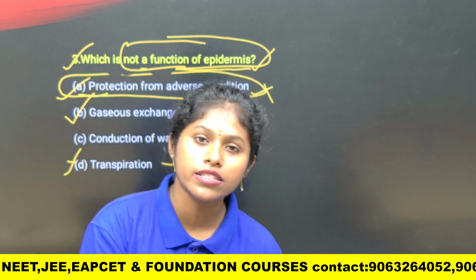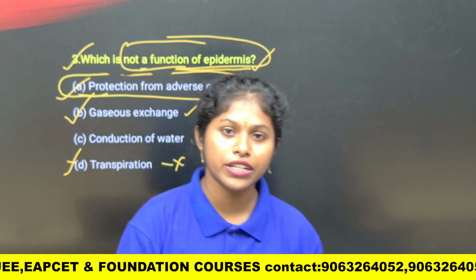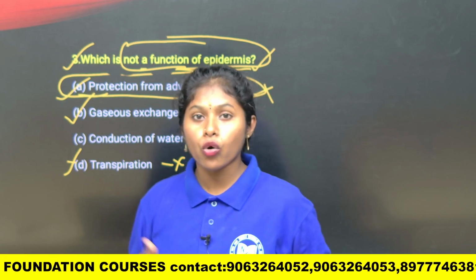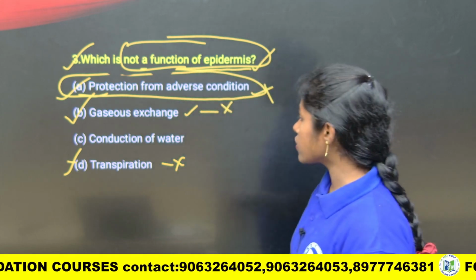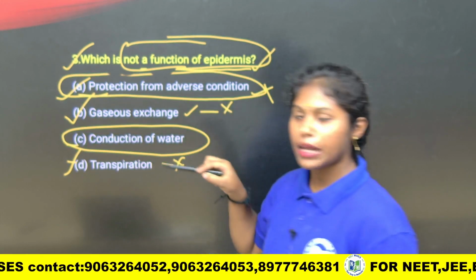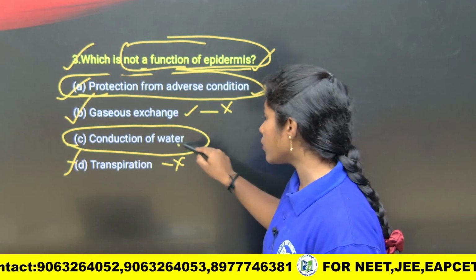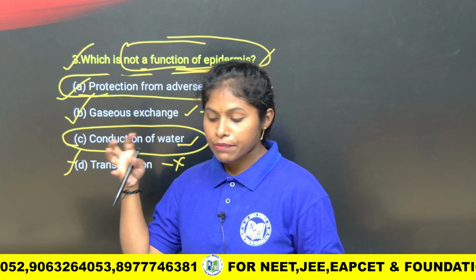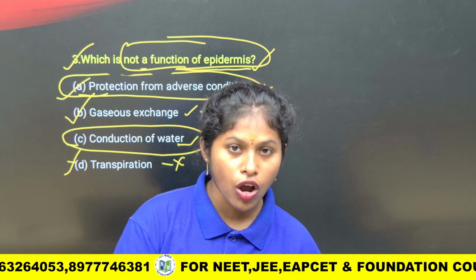of course the epidermis reduces the loss of water, which makes the plant not lose more water, right? So it is also a function. Then the answer is C, not a function of epidermis. Why? It does not involve conduction of water. What is meant by conduction, children? Transporting of water from the ground to all parts of the plant.